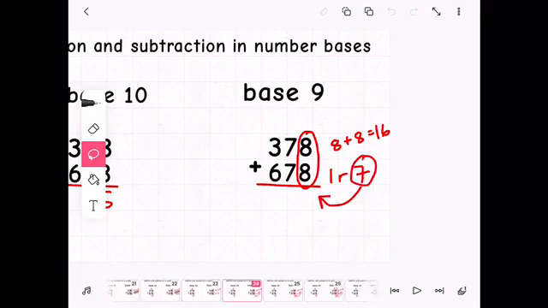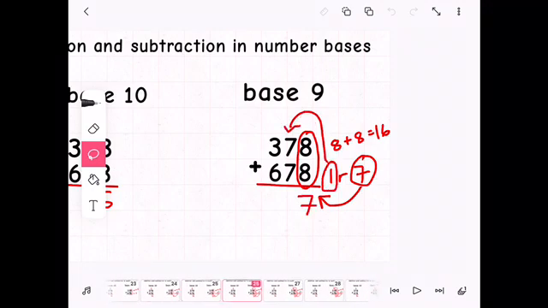So just like the previous example, when we're adding in base 10, we write the remaining in the column we are dealing with, and the 1 nine goes as 1 in the next column.